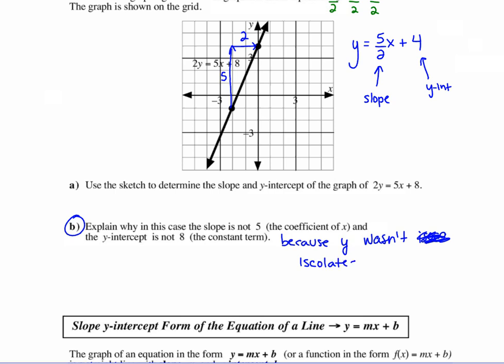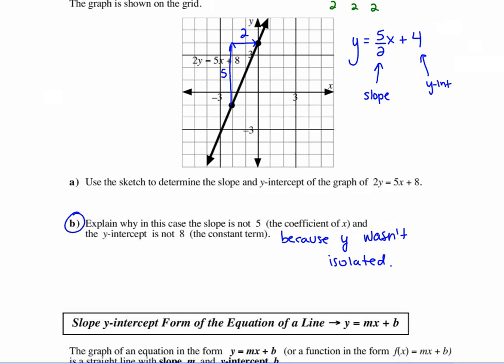Why can't I spell isolated? No C, right? What's going on with me? That's better. There you go. Don't know why I couldn't spell isolated.